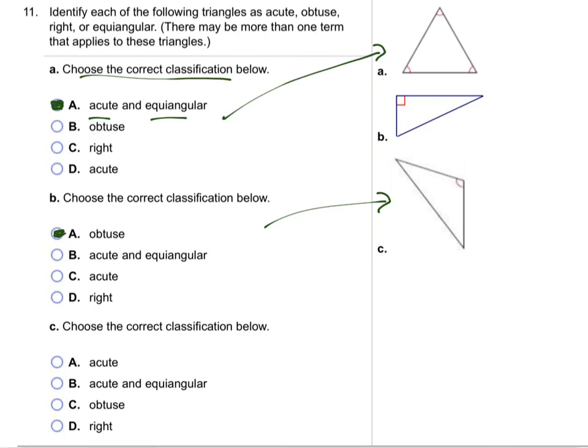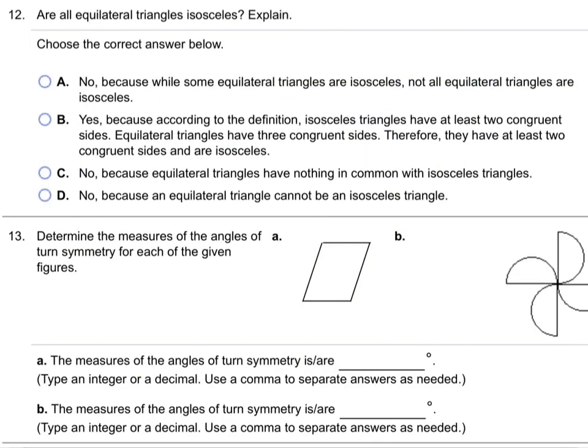And then C, let's go on to, I guess we don't get the picture. Oh, wait, I did the wrong one, didn't I? Let me be a little more careful here. This is B. So this one down here is C, which is obtuse. What was B? B is a right triangle. There we go. I just didn't notice the pictures. All right. And number 12.